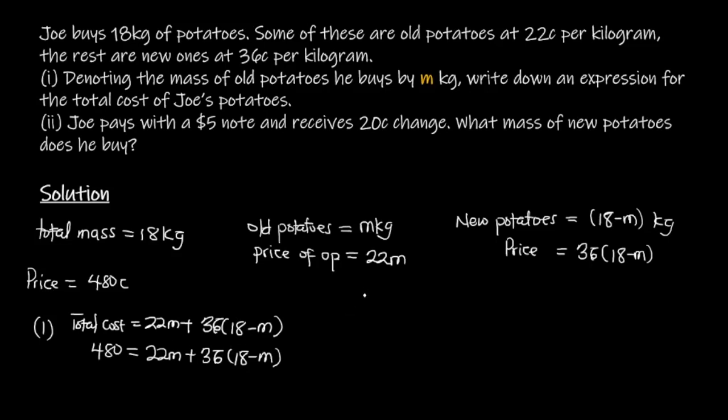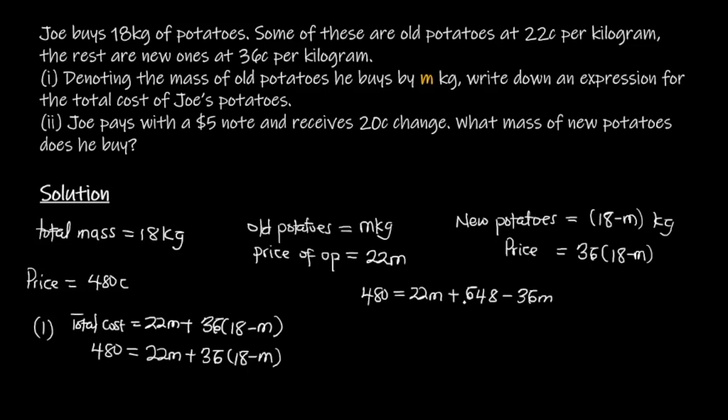So if we continue, we have 480 is equal to 22m. Then we expand the bracket over here. 36 multiplied by 18 will give us 648, minus 36 multiplied by m will give us 36m. Alright, so from here we can go ahead and do our grouping of items.